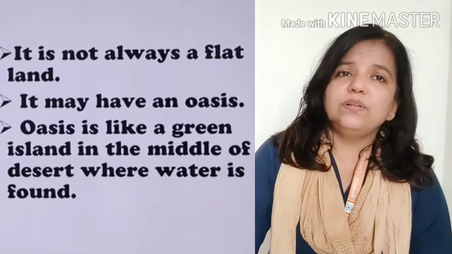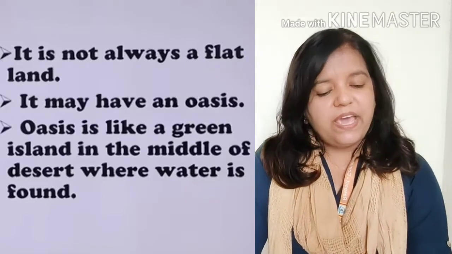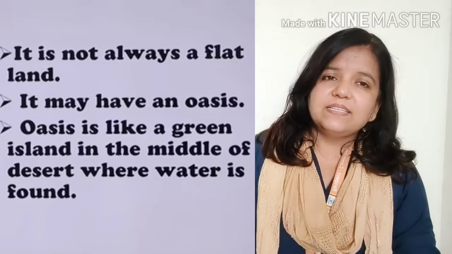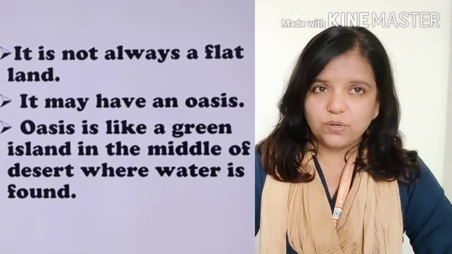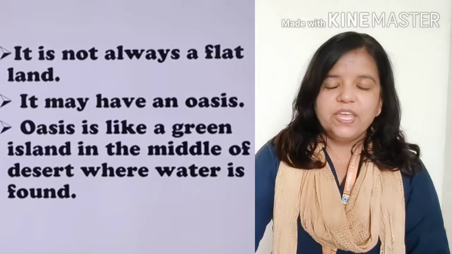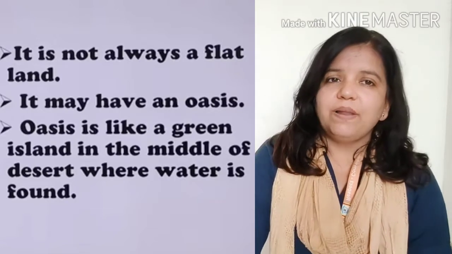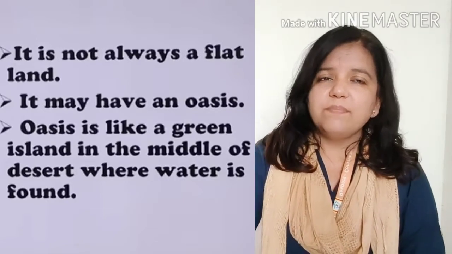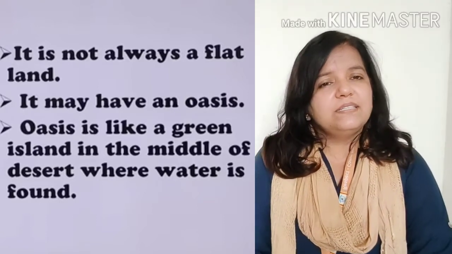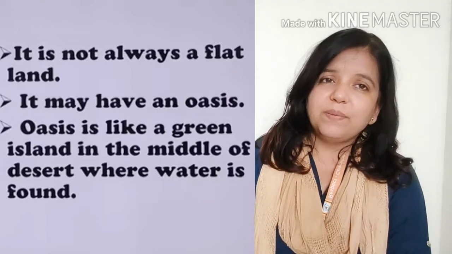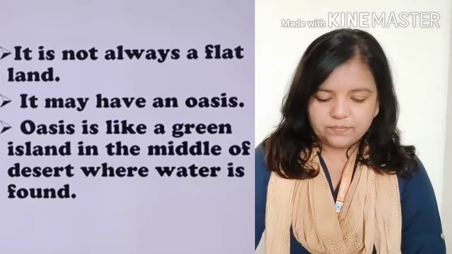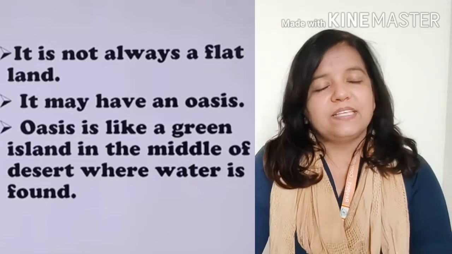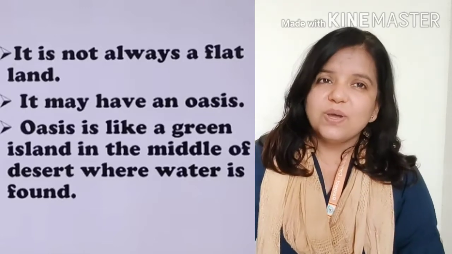It is not always flat land. It may have an oasis. What is an oasis? Oasis means there are some places where you can find water, and green plants also. And as there is water and green plants, there is vegetation to eat, means there we can find some animals also. Means in the desert there are some parts that can be fertile. If they are fertile, they have plants, and as plants are there, we can find animals also.